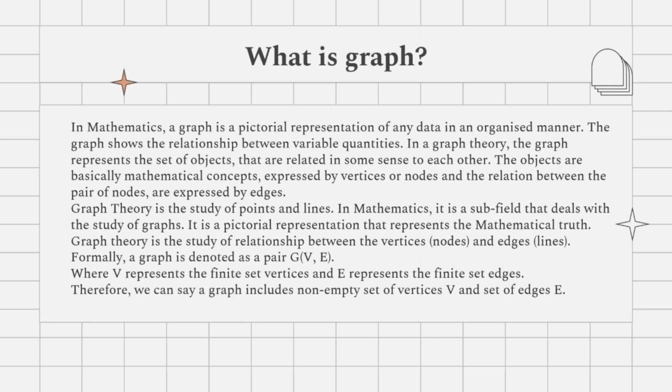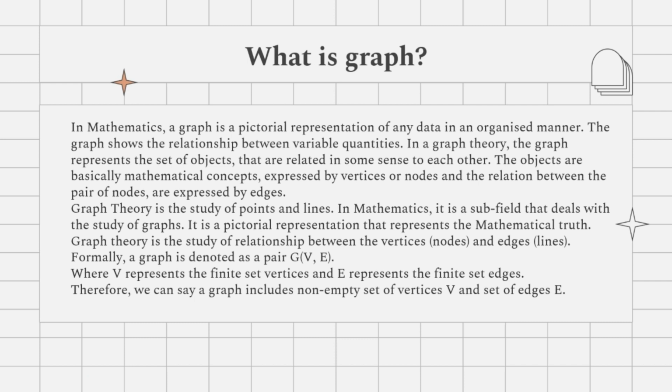What is a graph? In mathematics, a graph is a pictorial representation of any data in an organized manner. The graph shows the relationship between variable quantities. In graph theory, the graph represents a set of objects that are related in some sense to each other. The objects are basically mathematical concepts, expressed by vertices or nodes, and the relation between pairs of nodes is expressed by edges. Graph theory is the study of points and lines.